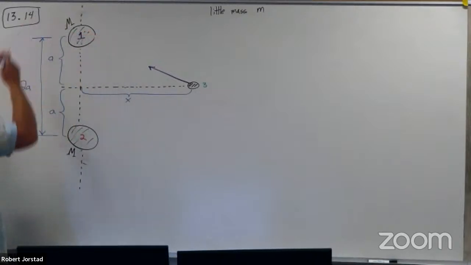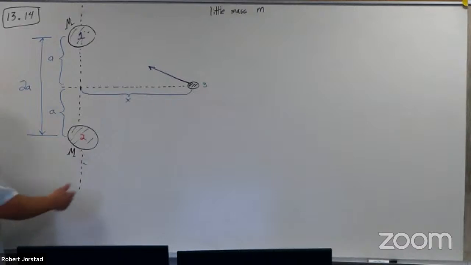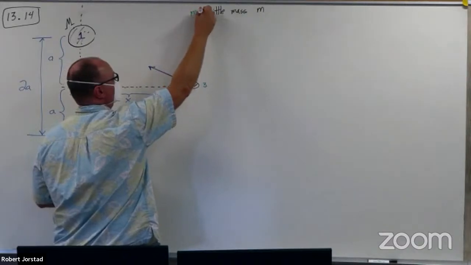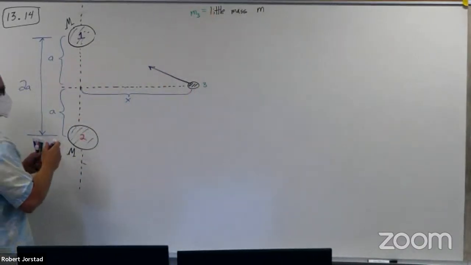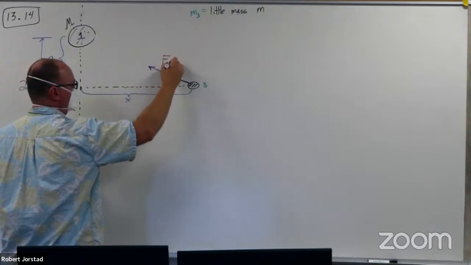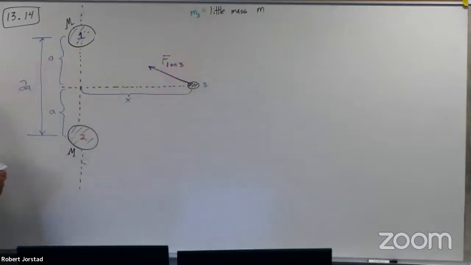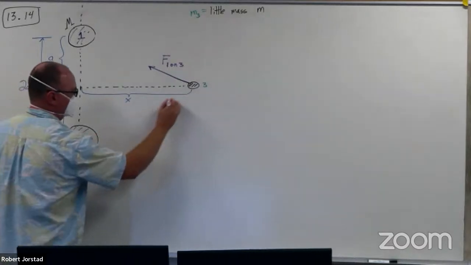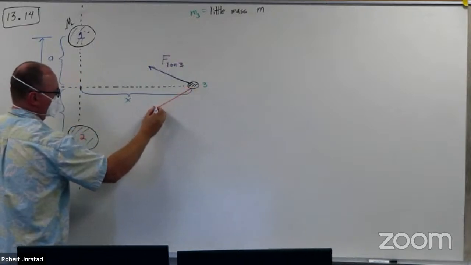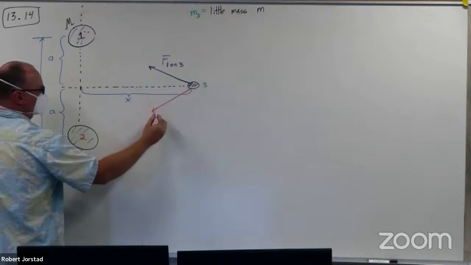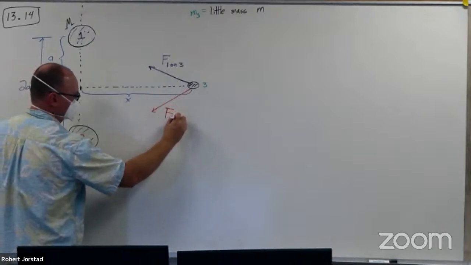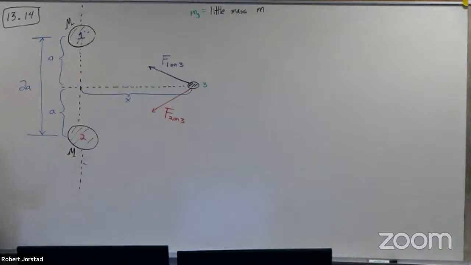So mass 1 has capital M, mass 2 has capital M, mass 3 has little m. Now we know that there's going to be a force of 1 on 3. Similarly, there's going to be a force of 2 on 3. Which one of these should be bigger? Force 2 on 3 or force 1 on 3? They're both the same, because they have the same size mass and they're the same distance away.